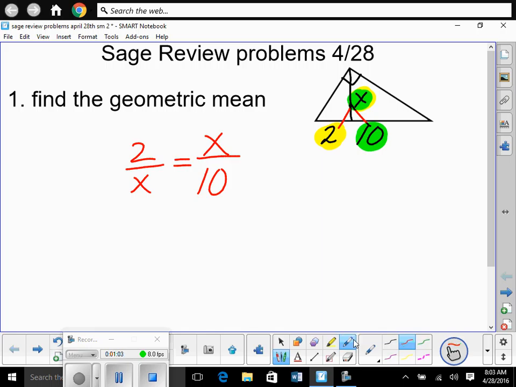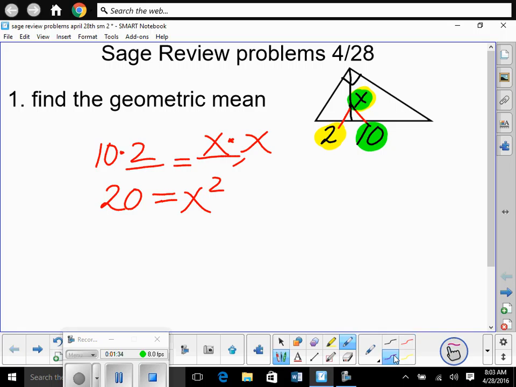In this problem, we're going to cross multiply, right? So we'll multiply both sides by 10, but it divides out on this side. 10 over 10 is 1. We'll multiply both sides by x, but x over x is 1, so it divides out on this side. So then so far we have 20 is equal to x squared. x times x is x squared. So now we're solving for x, because that would be the geometric mean.